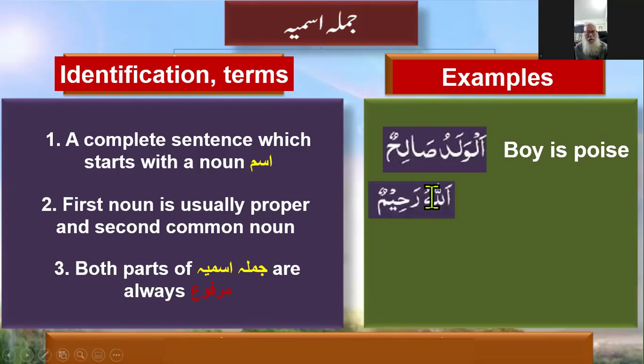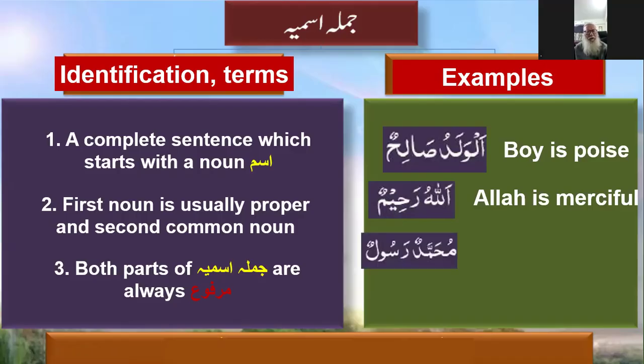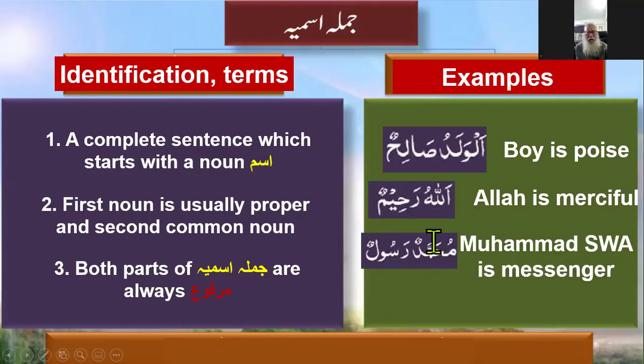Allahu Rahimun. Allah is ism. Rahim is ism. Both are ism. The first is a proper noun. The second is a common noun. Both are in rafa. So it's a sentence. We will say Allah is merciful. Muhammadun Rasulun. Again, Muhammad is a proper noun. Rasul is a common noun. Both are in the state of noun. So we say Muhammad Sallallahu Alaihi Wasallam is a messenger.